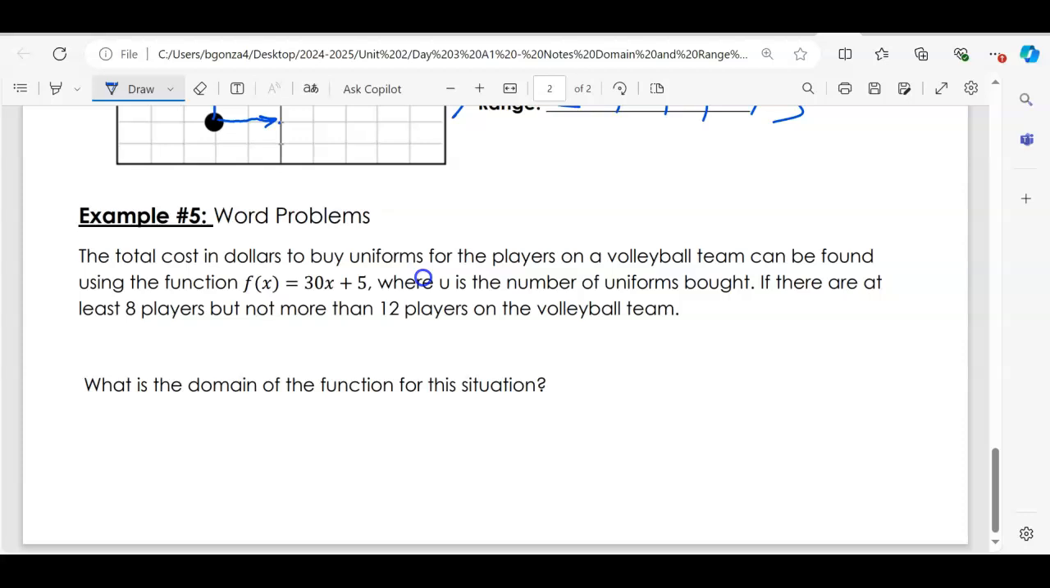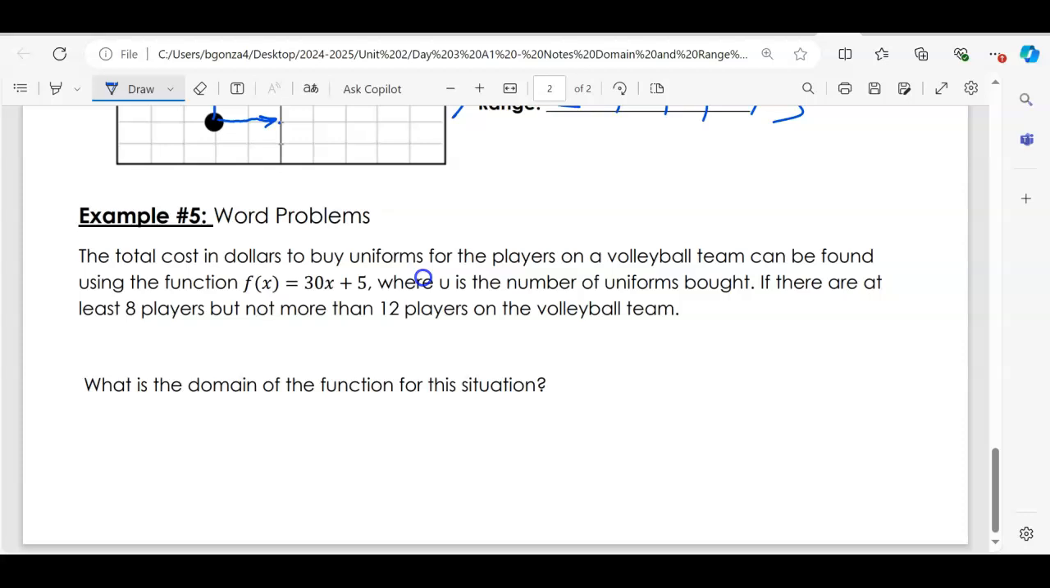Okay, so let's read this together. Is everyone with me? Look, look, look. The total cost in dollars to buy uniforms for the players on a volleyball team can be found using a function. Here's our function. F of x equals 30x plus 5. Okay, it's $5 and then 30 times each person. Okay, x is the number of uniforms bought.